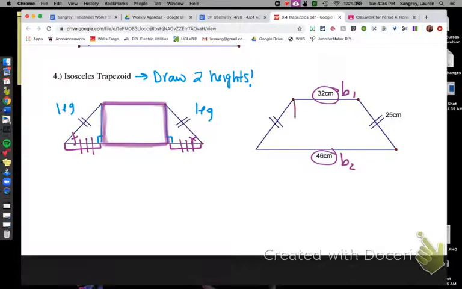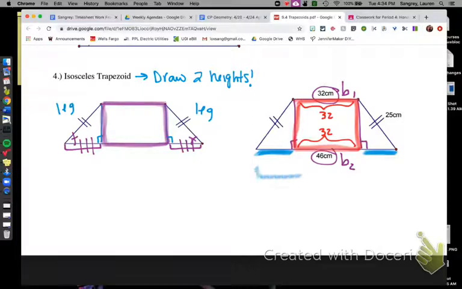So my hint is always draw two heights, one on either side, which means we have a rectangle here in the center. So using that rectangle, if this side is 32, that means this side is 32. What I need is this bottom piece that I'm putting in blue for each of those triangles.